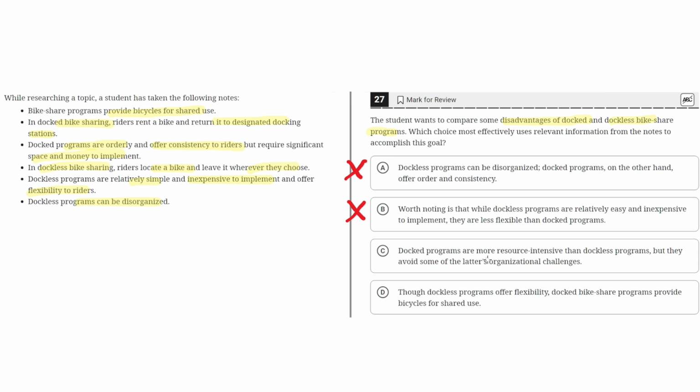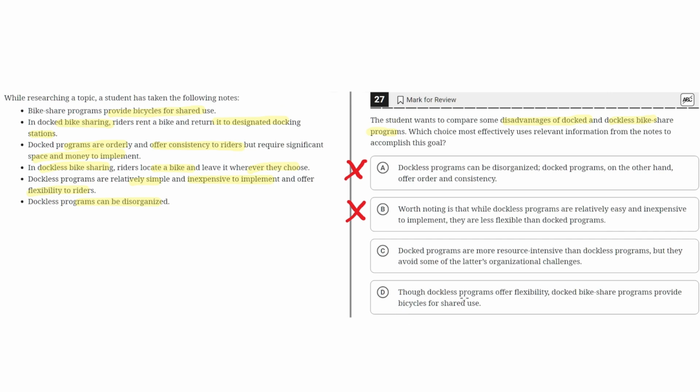C. Docked programs are more resource intensive than dockless programs, but they avoid some of the latter's organizational challenges. So this properly shows both the disadvantages of docked and dockless bike share programs, where the docked programs are more resource intensive, but the dockless programs have more organizational challenges. Therefore, C seems to be the correct answer.